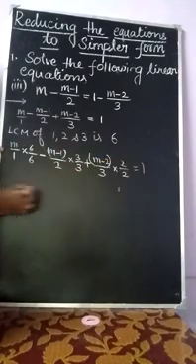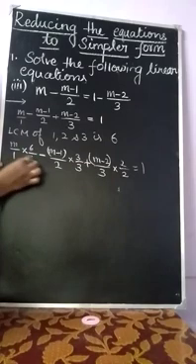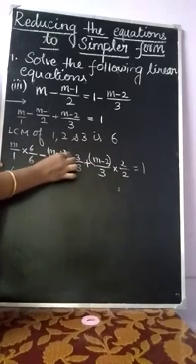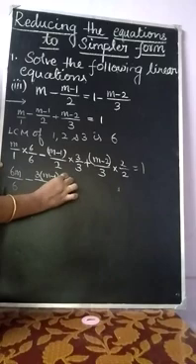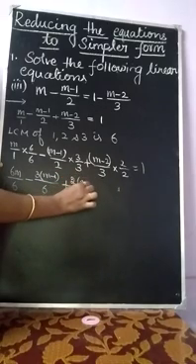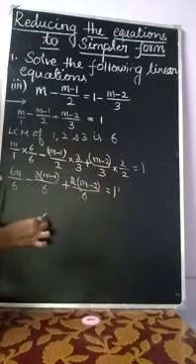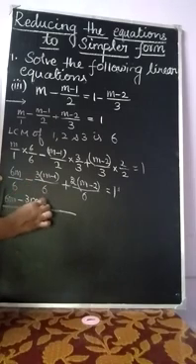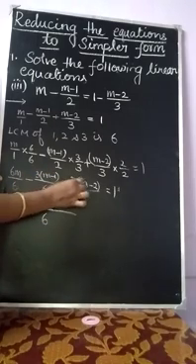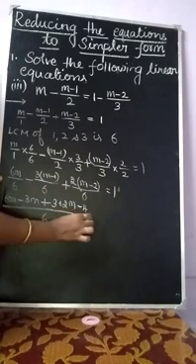What is our RHS value? 1. Multiply the numerator value 6 into m, 6m, divided by 6 into 1, 6. Minus 3 of m minus 1 divided by 6. Next one plus 2 of m minus 2 by 6 is equal to 1. Common denominator is 6. Numerator value 6m minus 3 into m, 3m. Minus into minus plus 3 into 1, 3. 2 into m, 2m. 2 into minus 2, minus 4, is equal to 1.